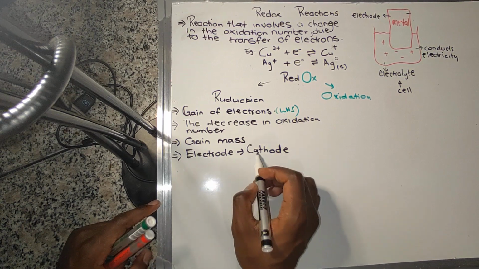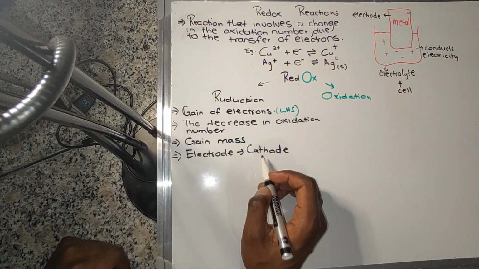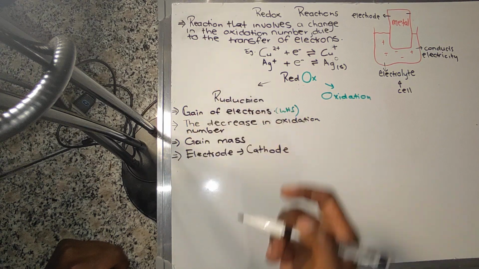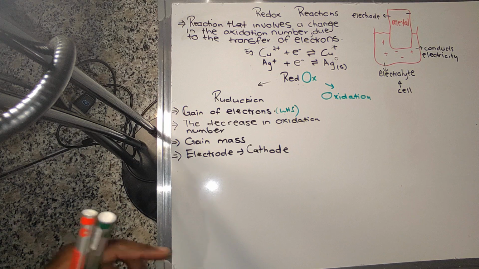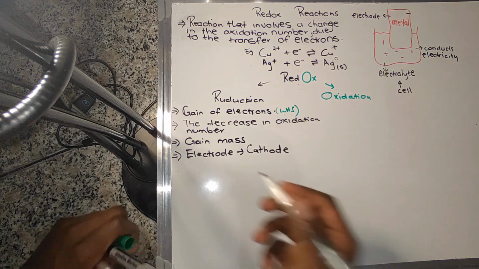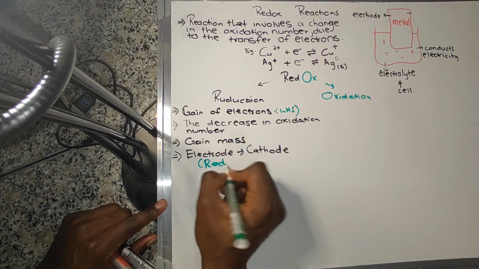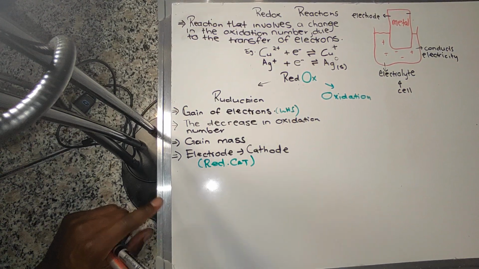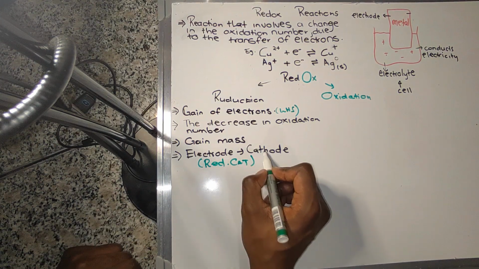So that means a cathode is simply the electrode where reduction takes place. How can you remember the cathode? I usually write "red cat". So these animals are helping us now when we're doing chemistry. Cat is abbreviated from cathode.